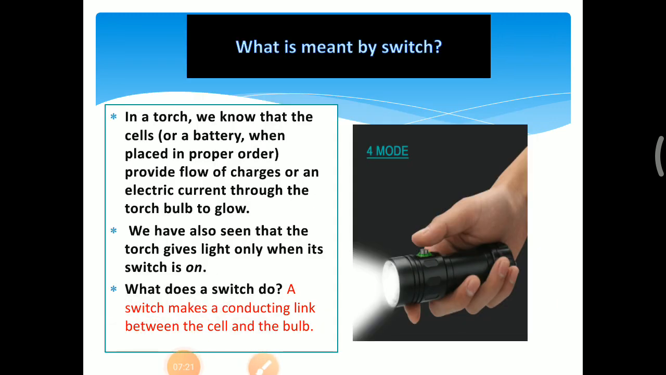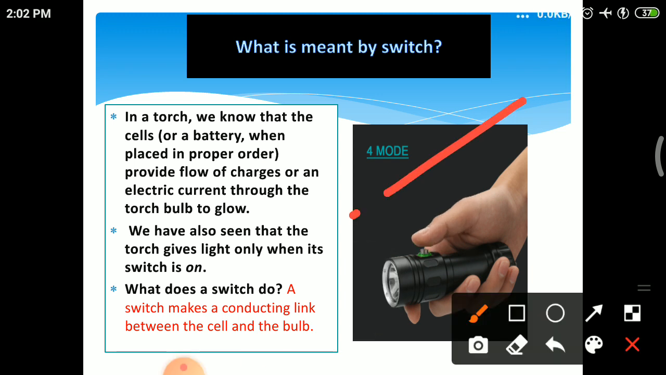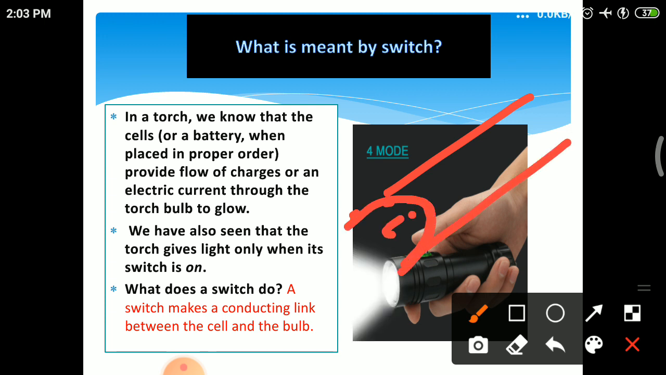The next one, what is meant by a switch? In the introduction part, I said that electricity is controllable. So how can we control it? Using a switch, we can control the electricity. In a torch, we know that cells or a battery, when placed in proper order, provide flow of charges, or an electric current, through the torch bulb to make it glow. If you take a torch, you know that the electric bulb is placed in it.